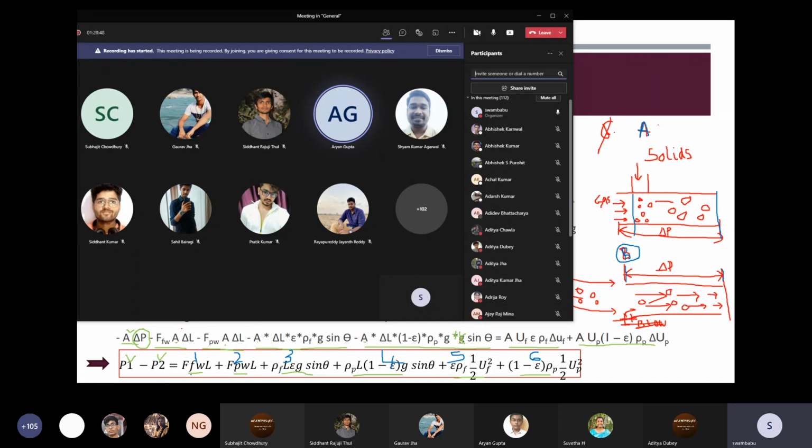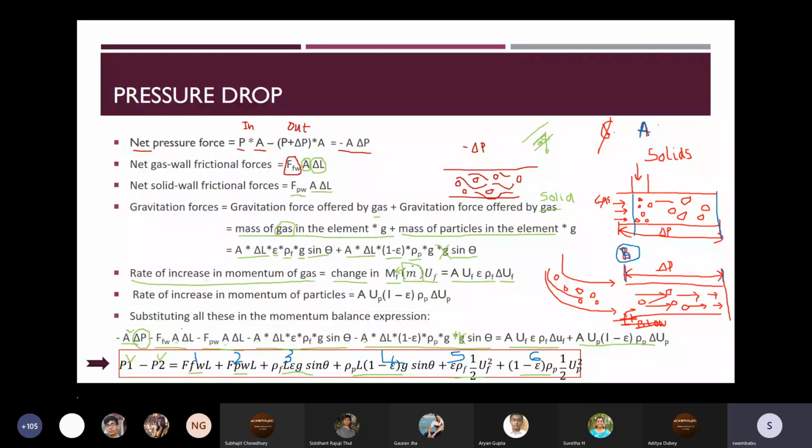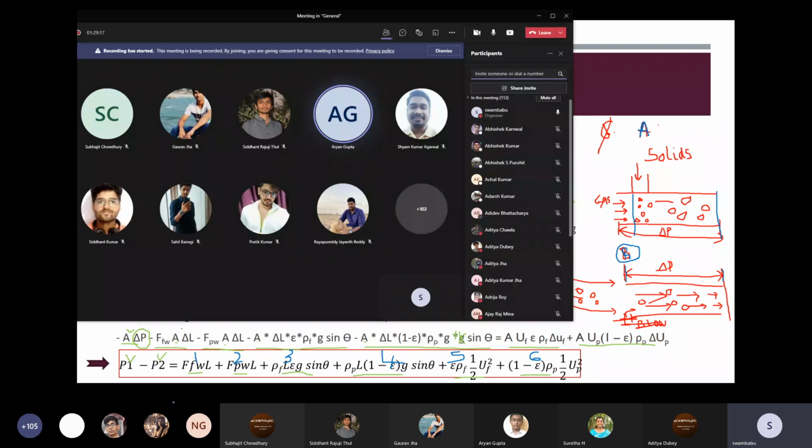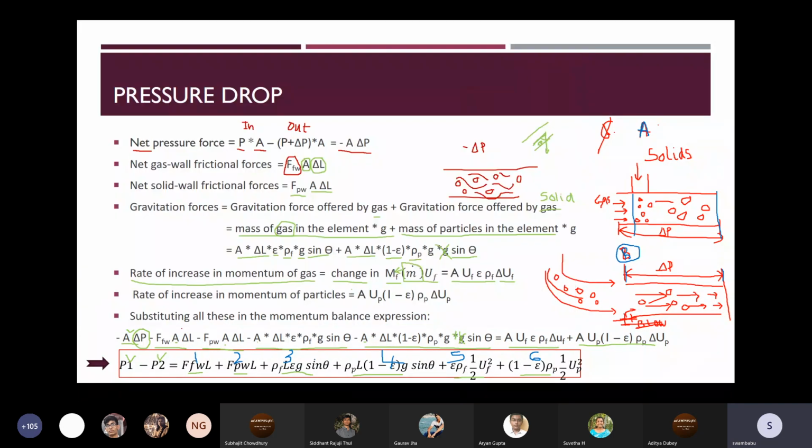Yes, sir. Always we need to consider frictional losses. We can never neglect the frictional losses. Frictional losses between fluid and wall, and frictional loss between particle and wall, always we need to consider. Now, the term 3, gravitational force. Will this effect be there in the case A? No, sir, because theta is 0. So 3 and 4 we would not consider.